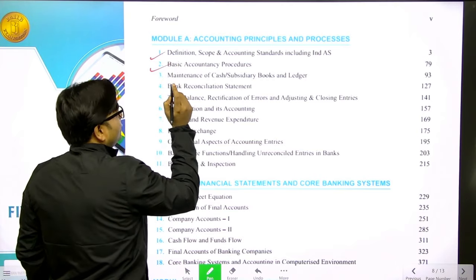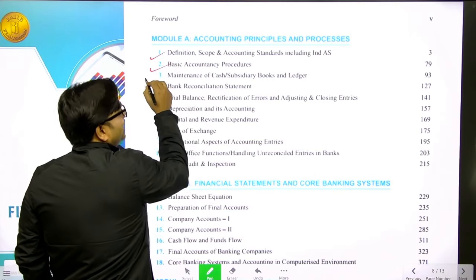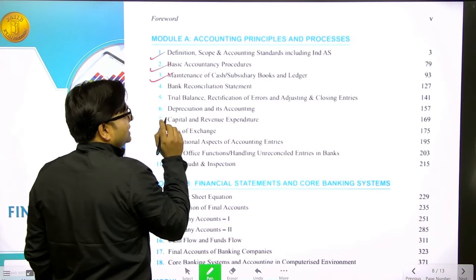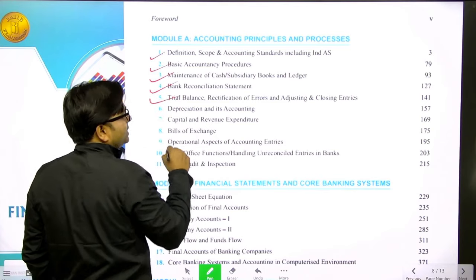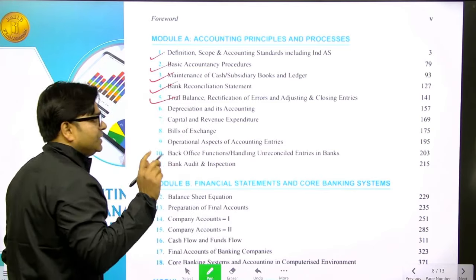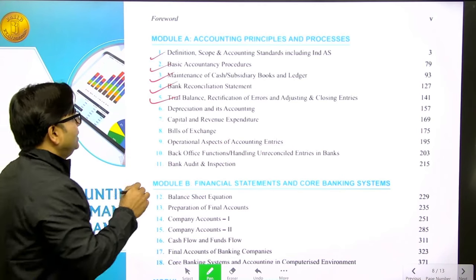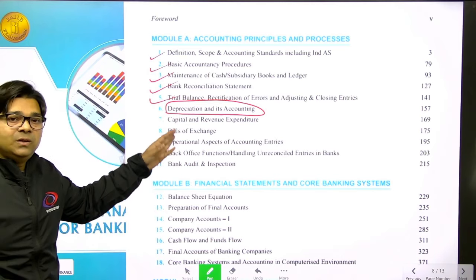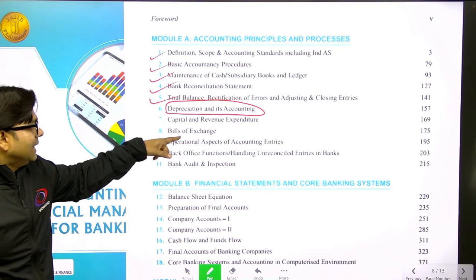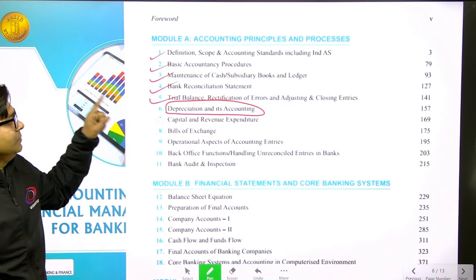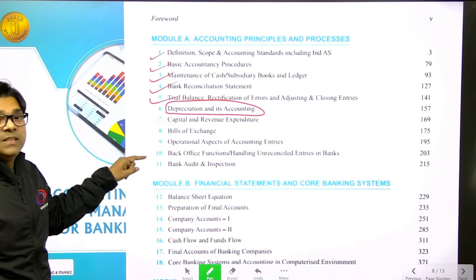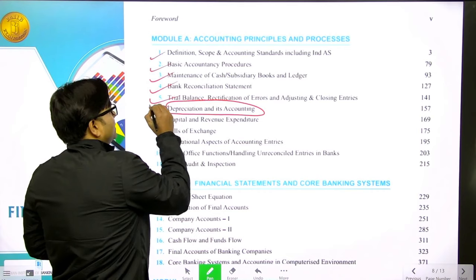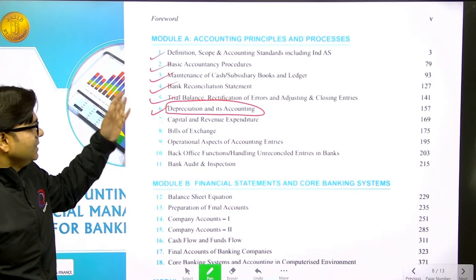Basic accounting was there, basic accounting procedure was there, maintenance of cash, subsidiary books and ledger was there, bank reconciliation statement was there, trial balance reconciliation, rectification of errors and adjusting and closing entry was already there, depreciation and its accounting. This was one of the topics from module A of accounting and finance for bankers that has been included in module A of accounting and finance management for bankers. In the new book, this particular topic is the same from module A and the same is in module A of the new book.